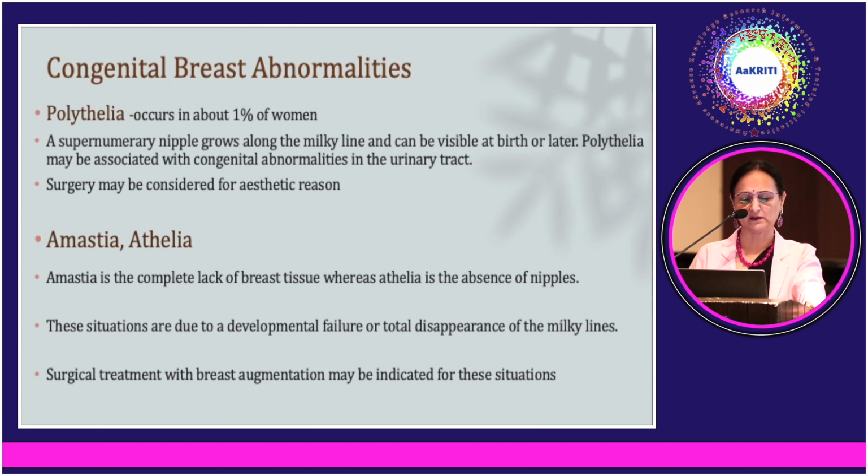Amastia or athelia. Amastia is the complete lack of breast tissue, whereas athelia is the absence of nipples. These situations are due to a developmental failure or total disappearance of the milk lines. Surgical treatment with breast augmentation may be indicated in these situations, but we should be very clear in mind that in adolescence, until the development of the breast is wholly done, only then can we advise them for surgery for aesthetic reasons.